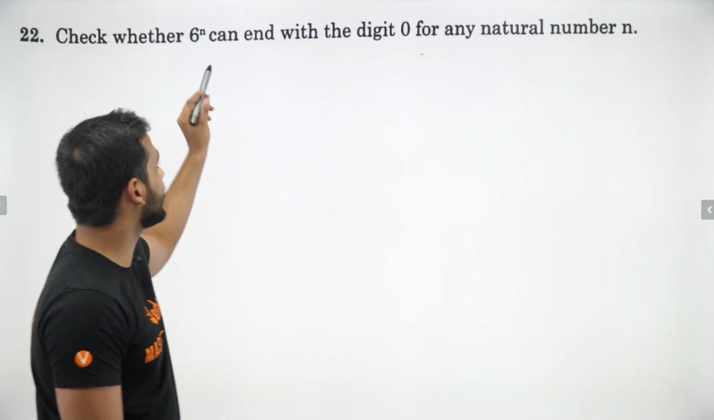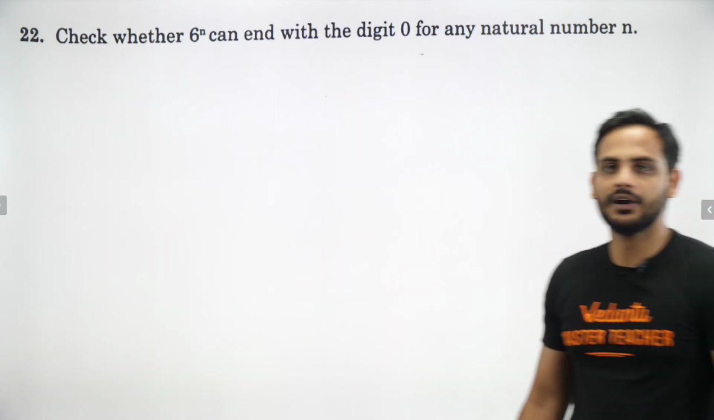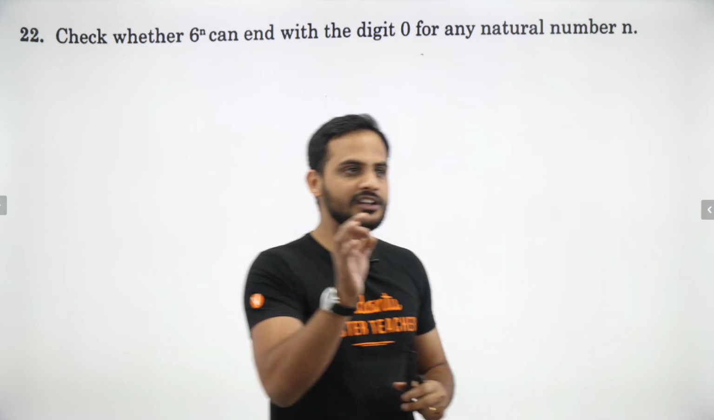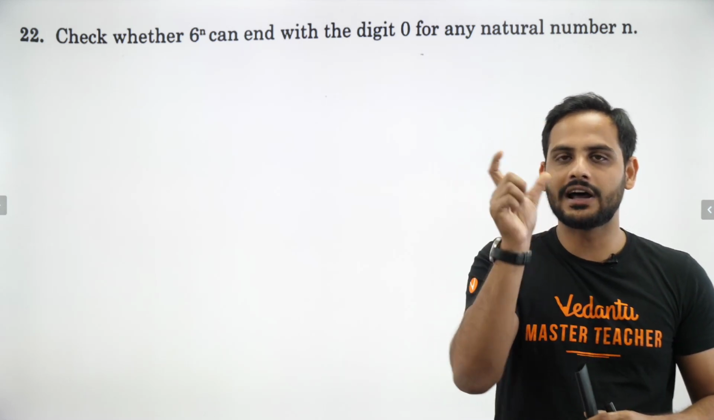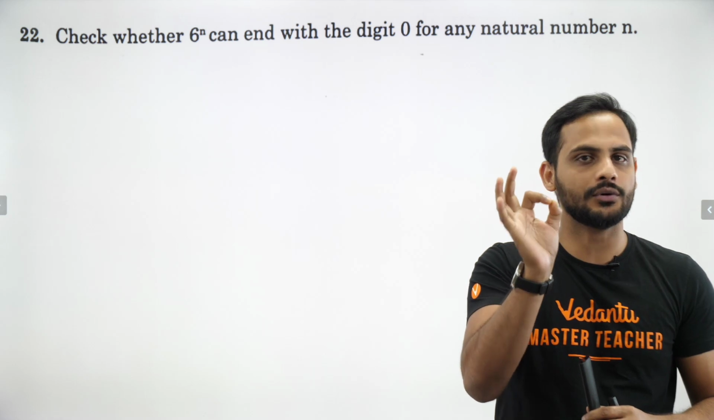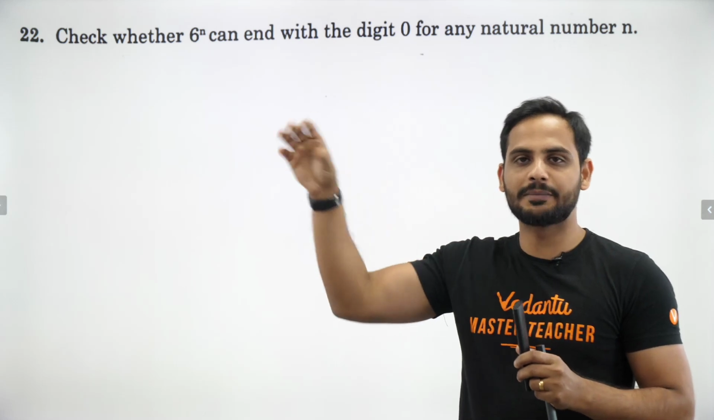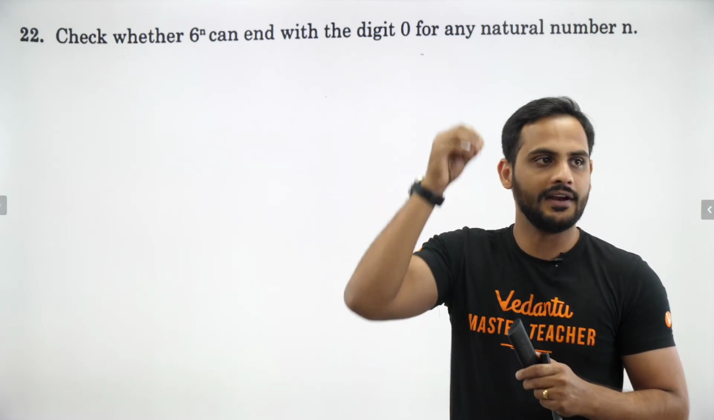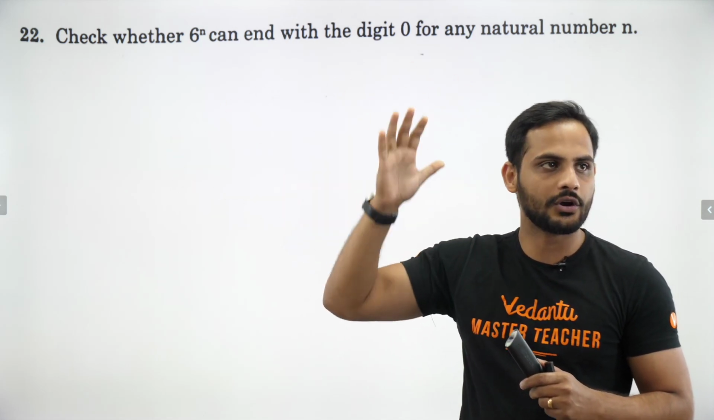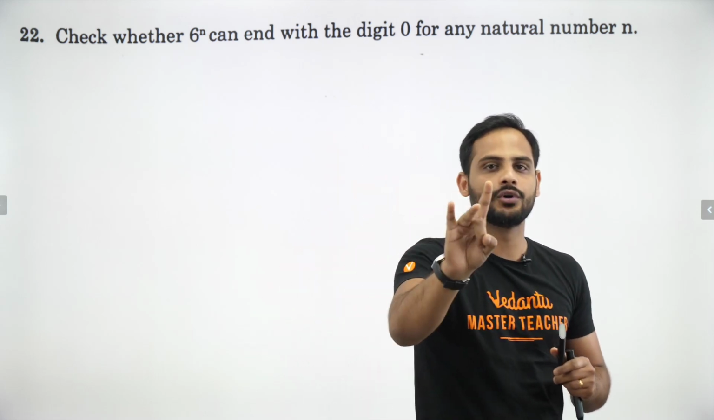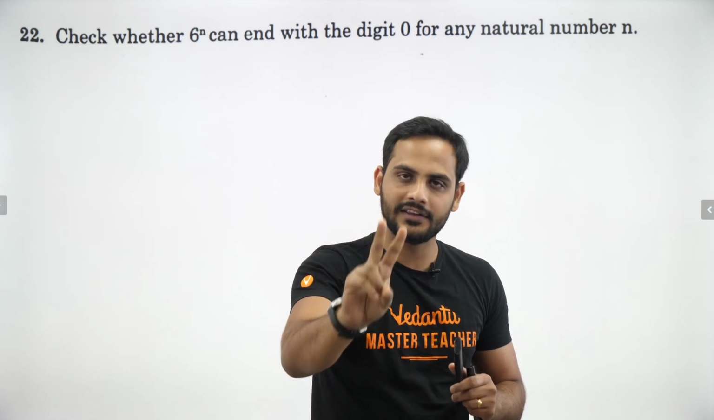Check whether 6 raised to the power n can end with the digit 0 for any natural number. So you will say कि sir, to create a zero, the prime factorization must include one pair of 2 into 5. If you have 2 and 5 both available in the prime factorization, then only you can create 0. Now 6 raised to the power n will always have 2 and 3 in the prime factorization. 5 will never be present there, and since 5 is not present, we will say it cannot end with 0, because always remember beta, to create 0 in any number, the prime factorization must include at least one 2 and at least one 5.